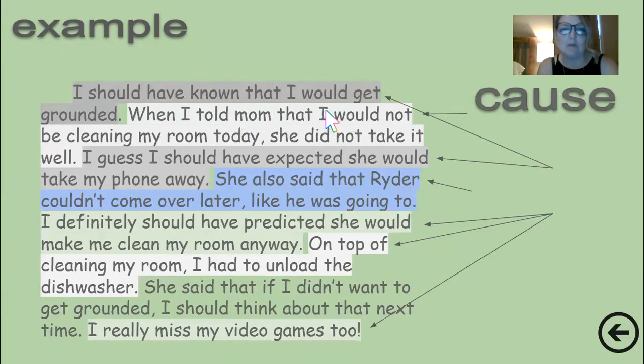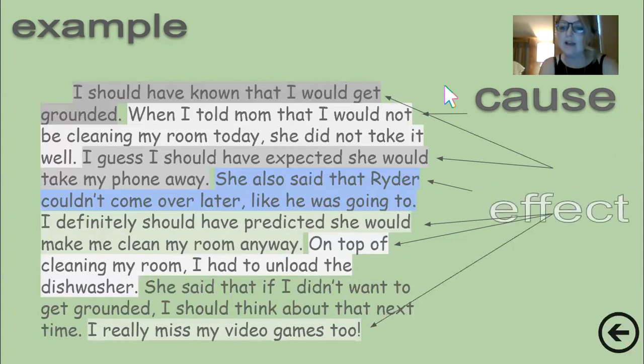When I told my mom that I would not be cleaning my room today, she did not take it well. So what do we think the cause in this is? The arrow's pointing to this. So basically, this child told their mom, I'm not cleaning my room today. Do you think that might be the cause that set everything else in motion? Okay, so it sounds like a lot of these we're talking about punishments maybe, having privileges taken away because he or she refused to clean their room.